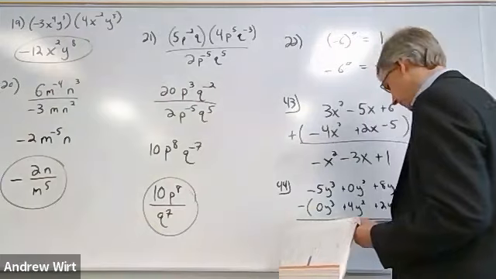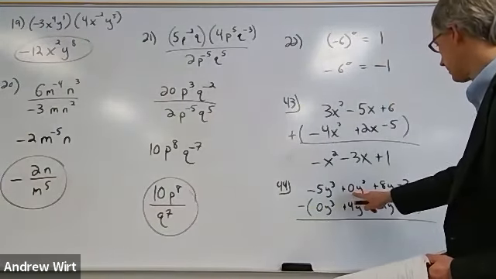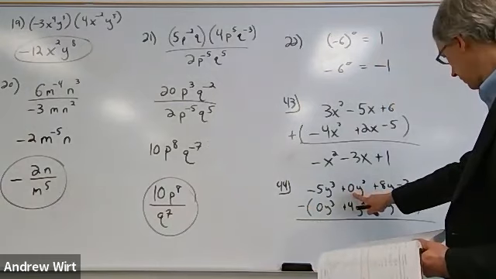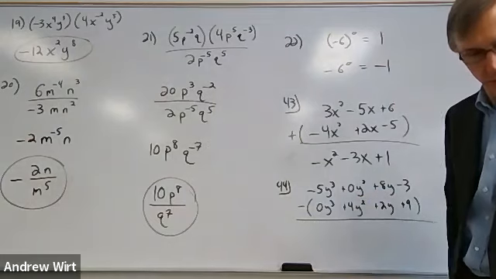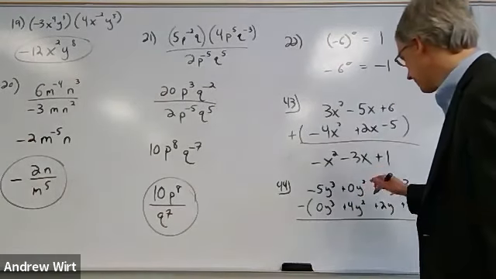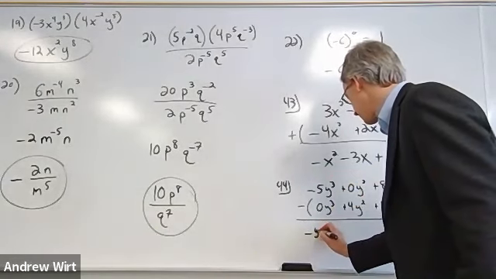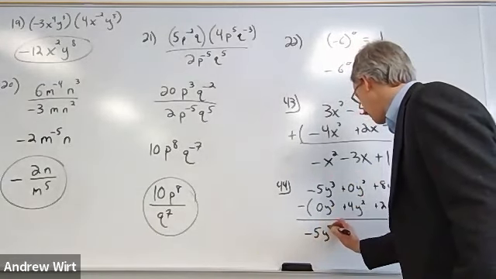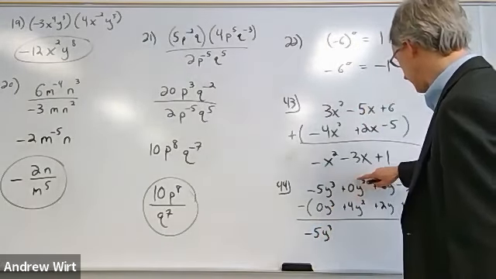Number 44. Well, this one we're subtracting. And the problem doesn't show up. I'm going to stick in some placeholder zeros here. Where we see a missing term, put in a 0. And with this one, we are subtracting. So we got -5 minus 0, so that's still going to be -5y to the 3rd. And we got 0. Nice to have a placeholder here.